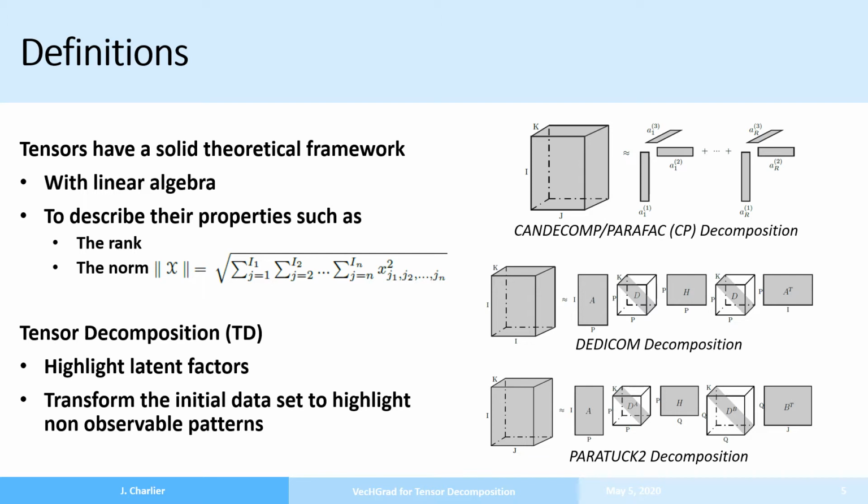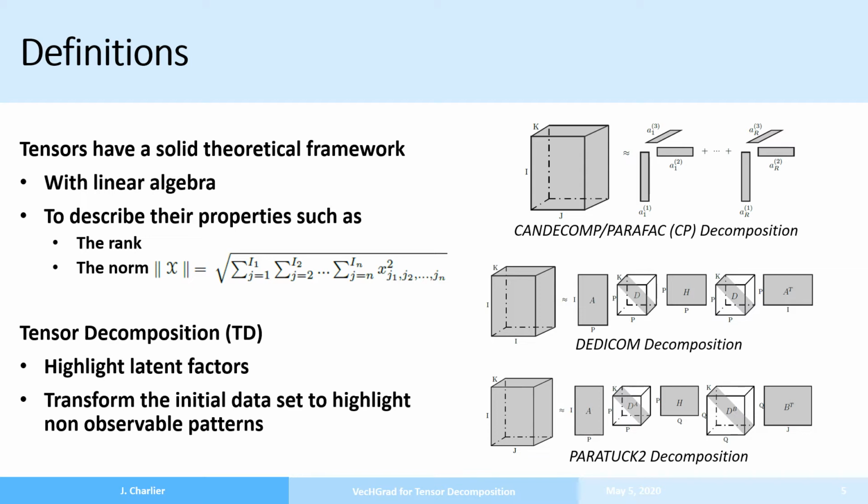For those who are not familiar with tensors, tensors have a solid theoretical framework where they rely on linear algebra. So with linear algebra, you can describe the properties of tensors, such as the rank of a tensor. The rank of a tensor is similar to the rank of a matrix. The difference between the two is that the rank of a tensor is not unique. You can also compute the norm of a tensor, so you can compare different tensors based on their norms.